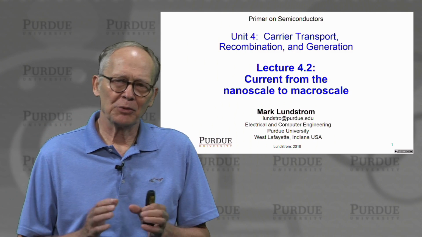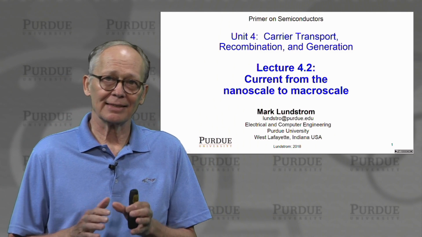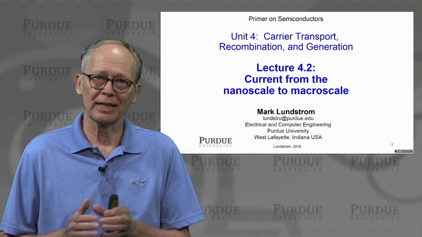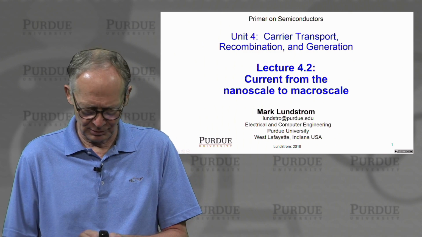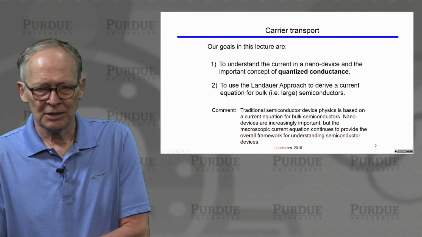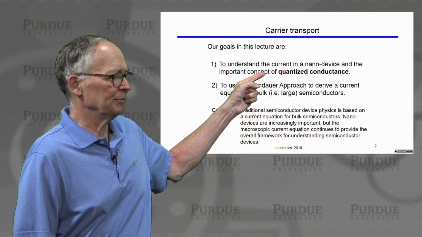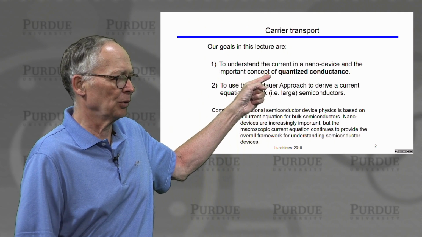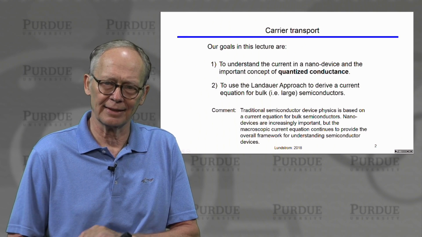Okay, so now that we understand the Landauer approach to current transport, let's apply that approach and understand current flow, first of all in small devices, but then in large bulk semiconductors. So our goals here, first of all, are to understand some very interesting features of transport that occur in small nanostructures. This is called quantized conductance.